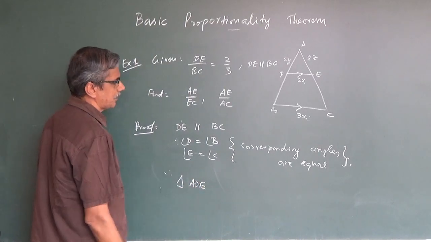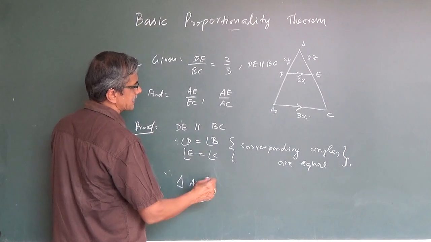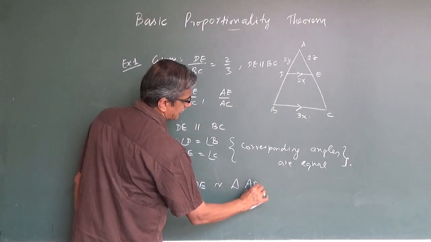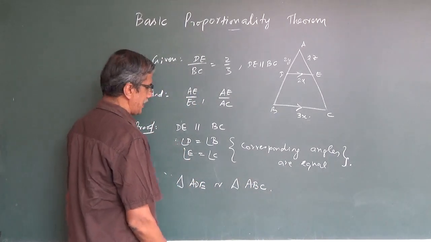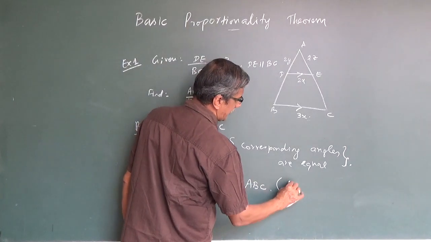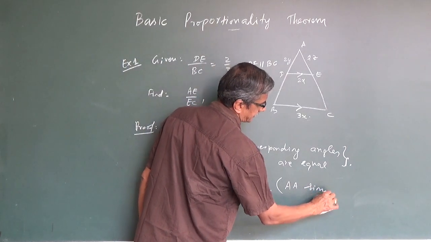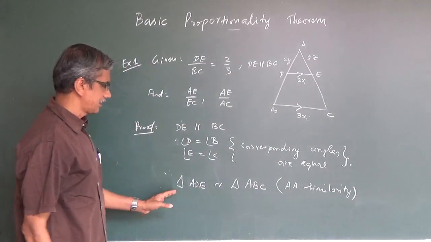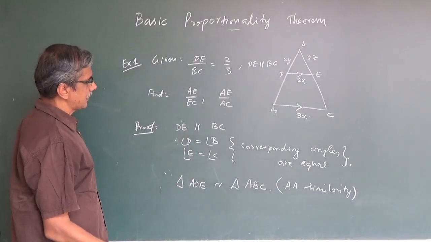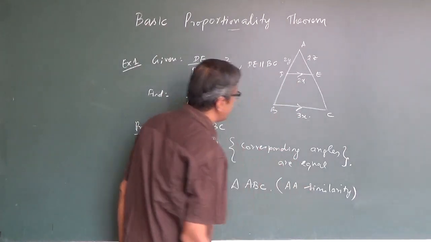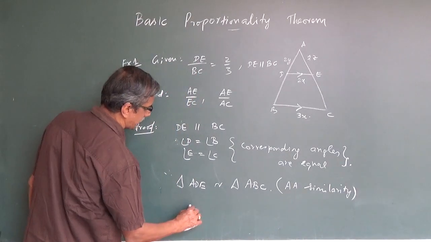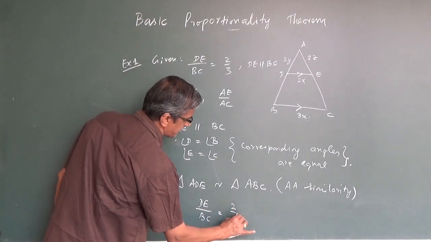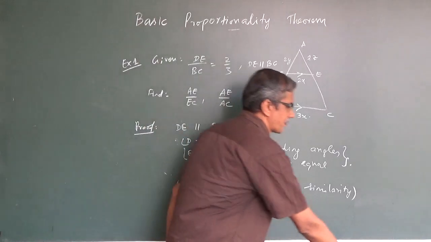Therefore, I am applying similarity, I am not applying basic proportionality. Triangle ADE is similar to triangle ABC by AA similarity. So they are equal, and it is given that DE by BC is equal to 2 by 3.